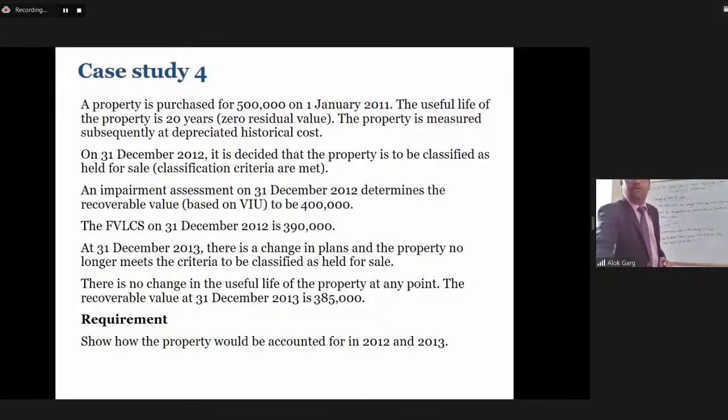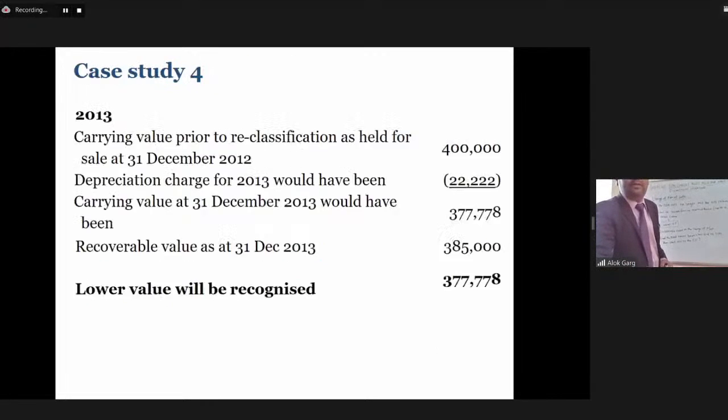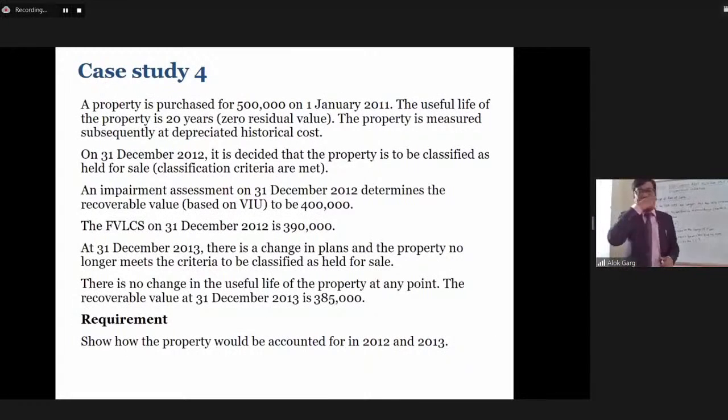So now we'll discuss this case study. A property is purchased for ₹5 lakh on 1st January 2011. The useful life of the property is 20 years and the residual value is 0. The property is measured subsequently at depreciated historical cost.